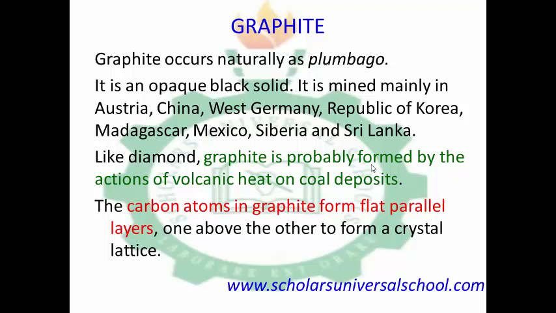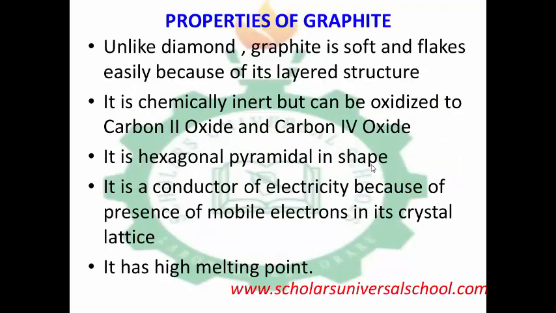Graphite is believed to have been formed as a result of volcanic heat on coal deposits over a long period of time. And the graphite atoms form parallel layers, which is a form of crystal lattice in hexagonal shape. So let us take a look at the properties of graphite.